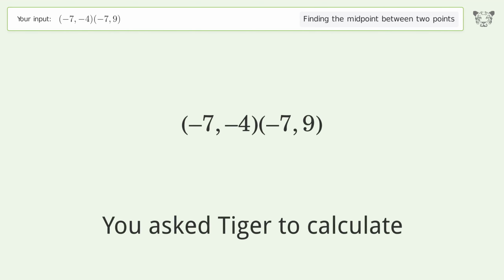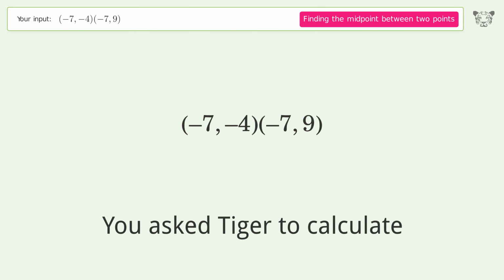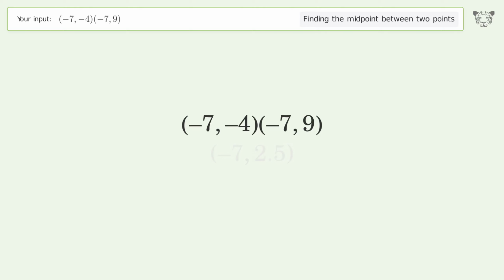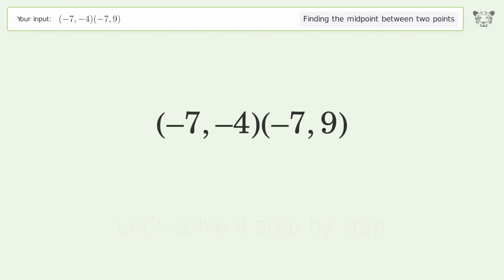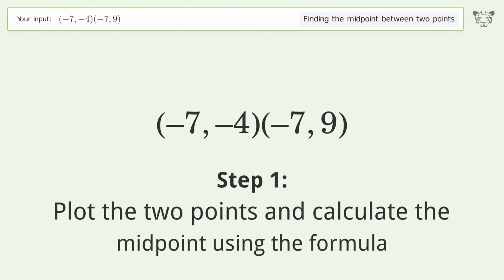You ask Tiger to calculate. This deals with finding the midpoint between 2 points. The midpoint between the 2 points is -7, 2.5. Let's solve it step by step. Plot the 2 points and calculate the midpoint using the formula.